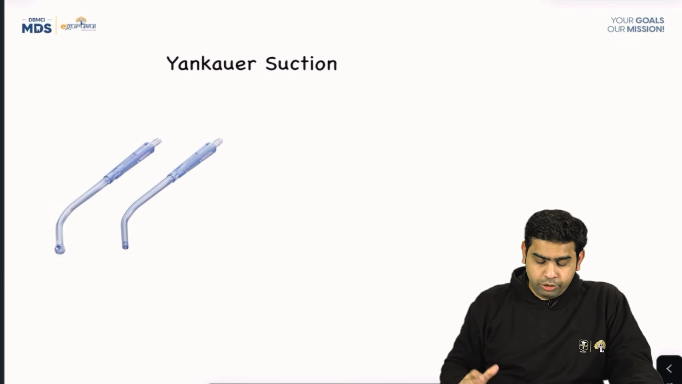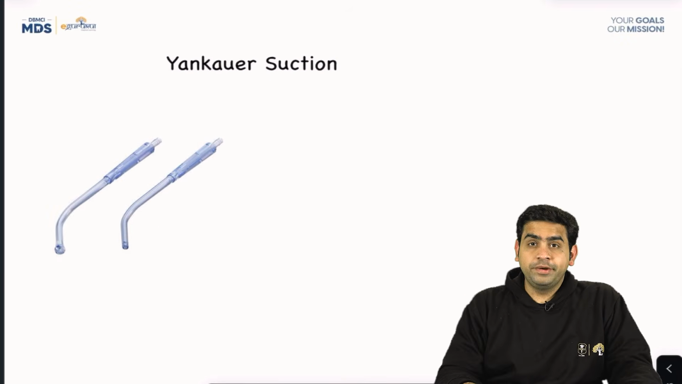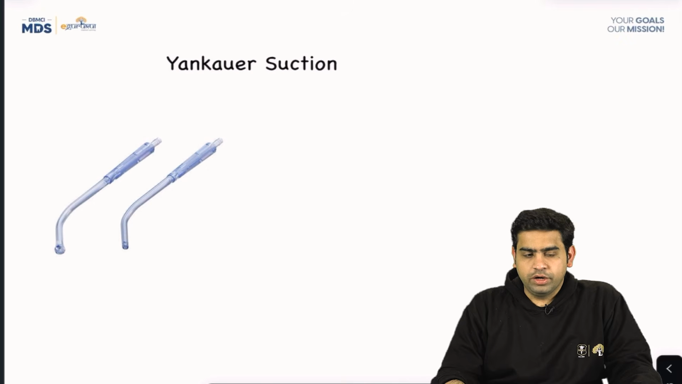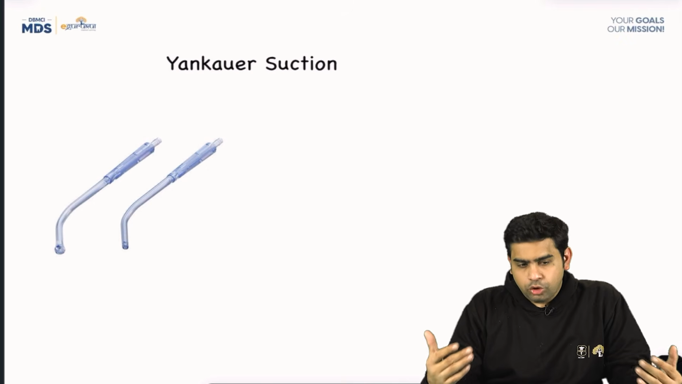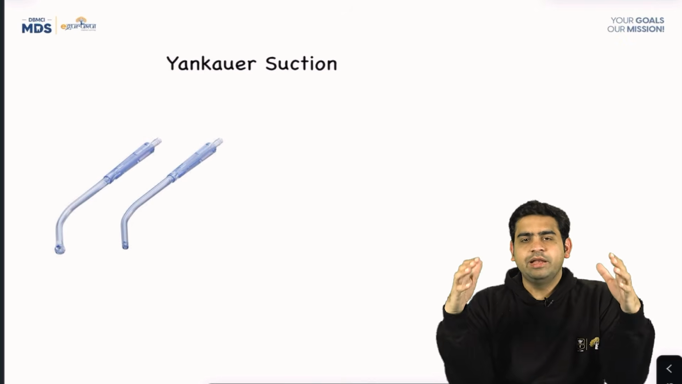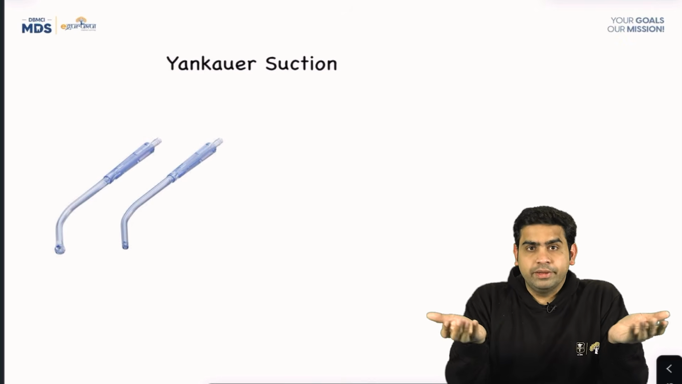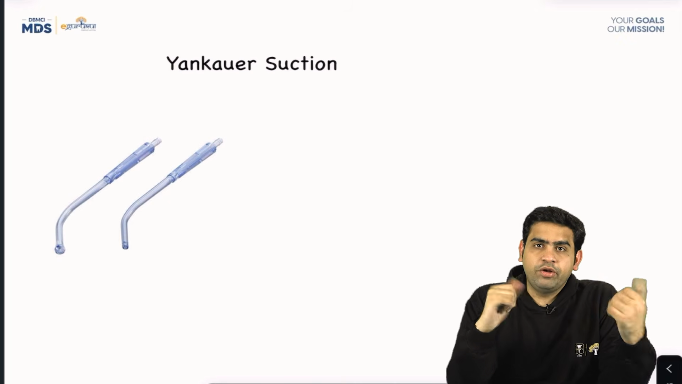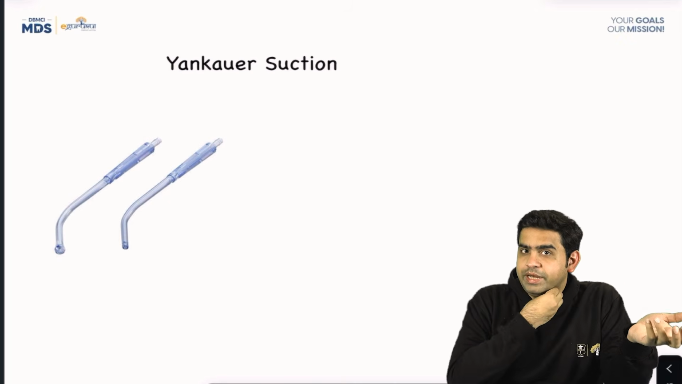Now let us talk about the Yankauer suction. What is this Yankauer suction? What you need to understand is, forget the details; even if you are able to say that it's a suction used in abdominal surgery, that is good enough. It's not that relevant for you as a dentist, but let's assume that somebody is operating, say a thyroid surgery. What's going to happen? Some amount of bleeding is going to happen.